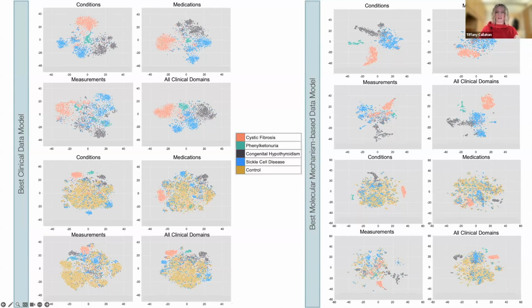So for example, while both types of representations are able to group and sort of separate the rare disease patients by their disease type, the groupings from the knowledge graph mechanisms tend to be a bit tighter and almost more distinct or separated than what we can do when we're looking at only clinical data. And this interpretation was supported by the actual modeling performance metrics as well. But let's dive in a bit deeper.